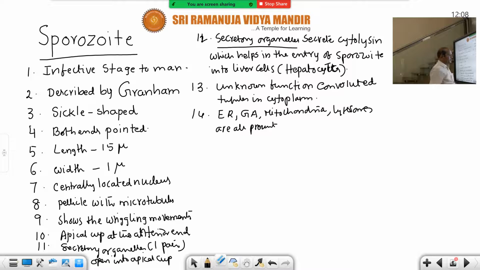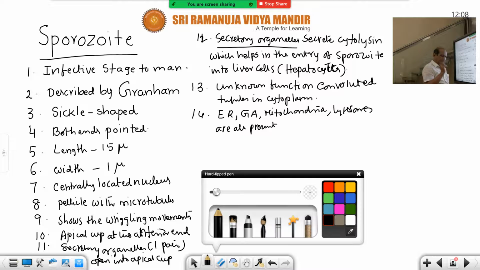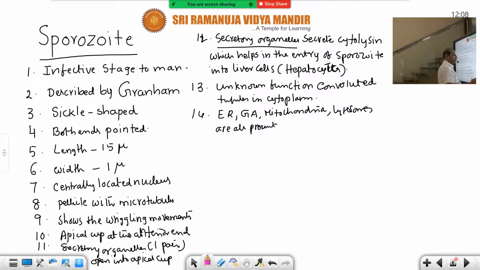So see the diagram now. Whether the diagram is asked or not is immaterial, you have to draw the diagram. That is an additional impression. A question may come to describe the structure of the sporozoite with the help of the diagram, or it may come without asking for a diagram. Then also you have to draw the diagram. It is always better.